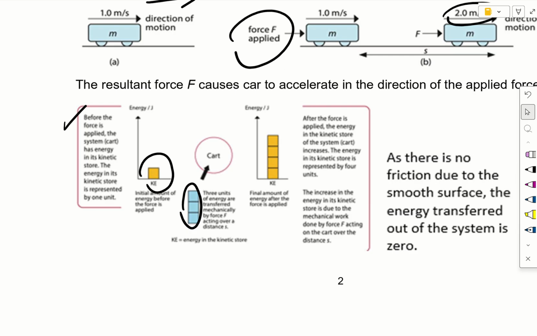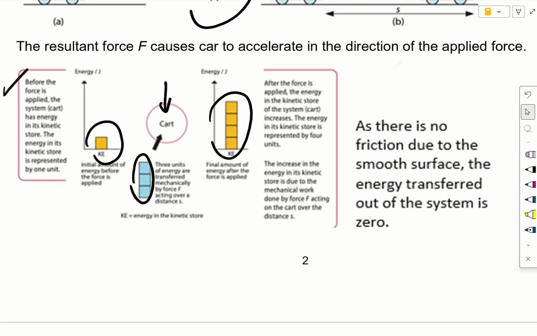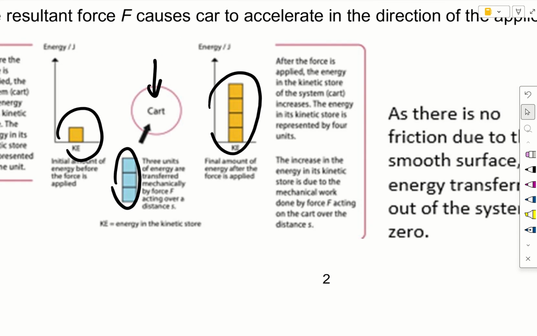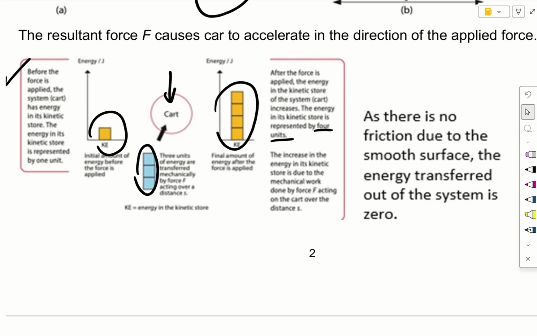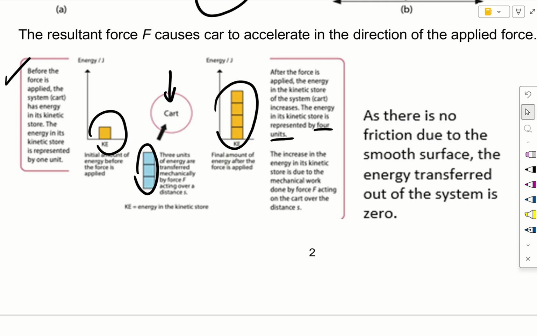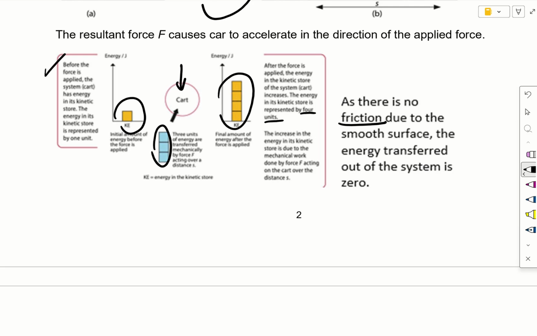So as a result, the cart, which is the object, the owner of the kinetic store, will now have a total of 4 units in the kinetic store. After the force is applied, the energy in the kinetic store increases from 1 to 3, now represented by 4 units. The increase in the energy is due to mechanical work done by the force acting on the cart over the distance s. And because there's no friction, because it's a smooth surface, the energy transferred out of this system, the cart, is basically 0.